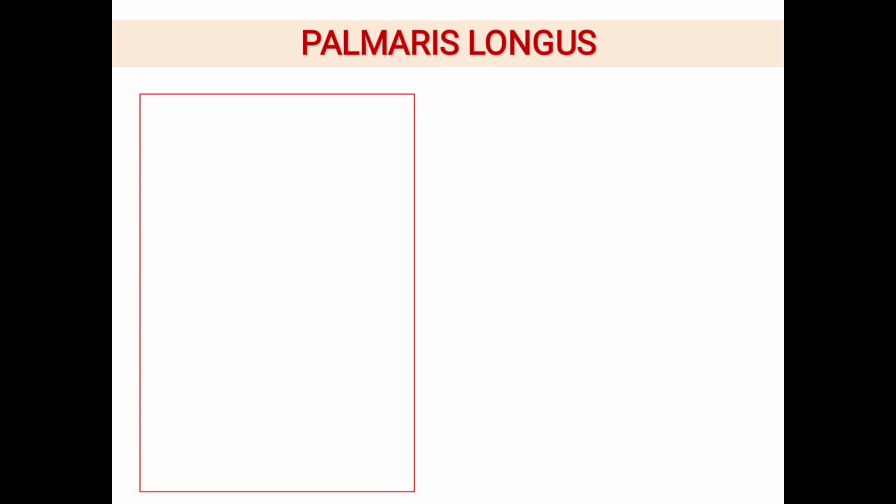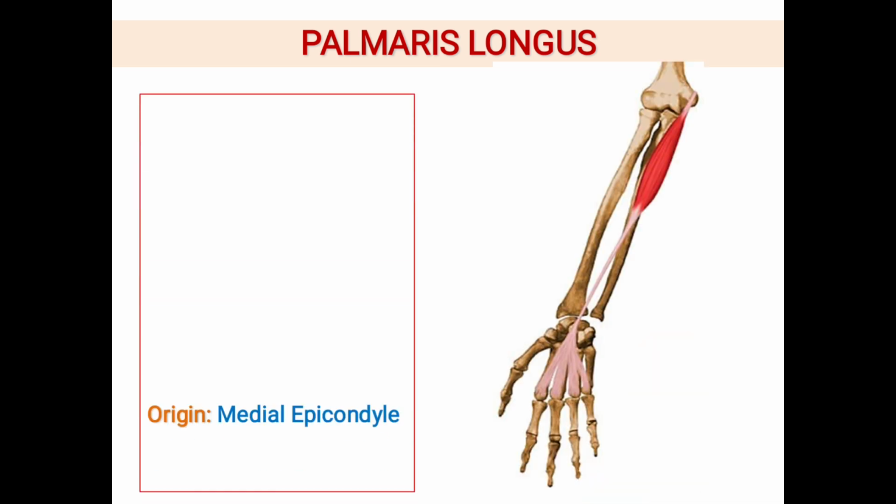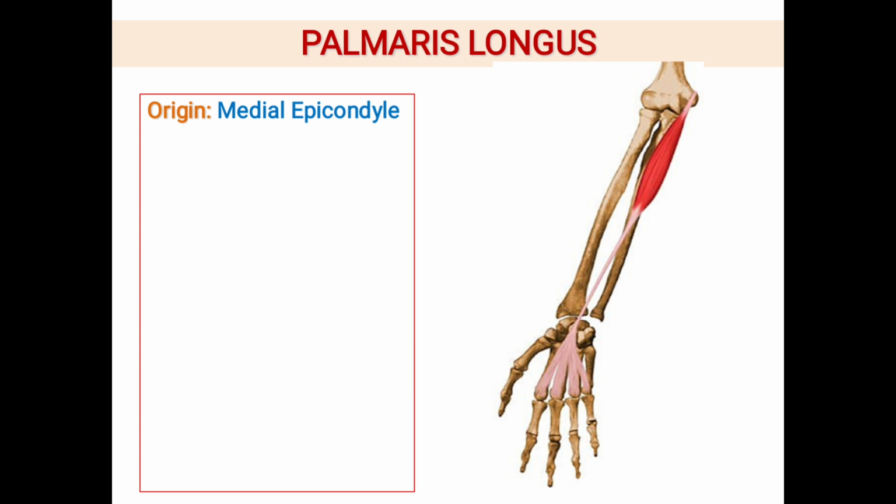Okay, palmaris longus. So palmaris longus, again, common origin. You have the medial epicondyle. Okay, so as the name implies, palmaris, it is inserted at the palmar aponeurosis, right here. Okay, so that is your palmar aponeurosis. Of course, we know that aponeurosis is a flat tendon.